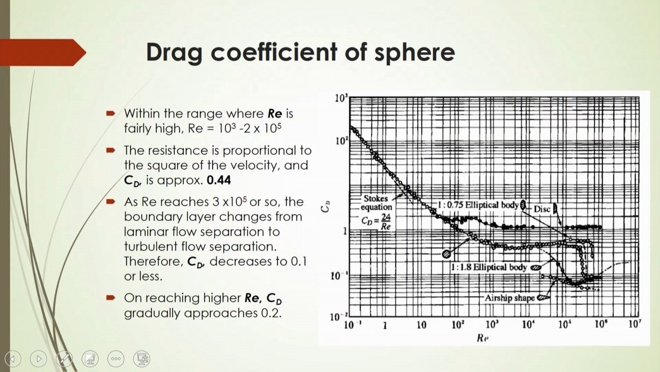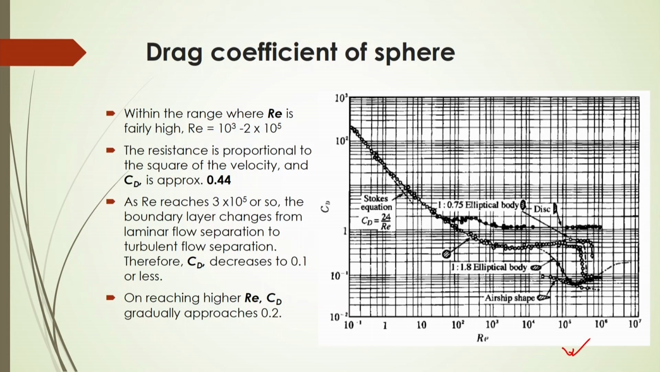Now, again, this drag coefficient of the sphere you can get from this figure or graph. Within the range of Reynolds number, where the Reynolds number is very high, that is 10 to the power 3 to 2 into 10 to the power 5, the resistance will be proportional to the square of the velocity, and in that case the drag coefficient will almost remain constant, and it will be approximately 0.44.